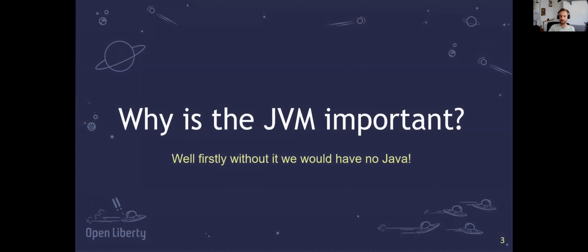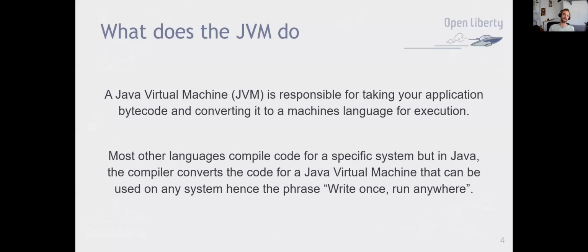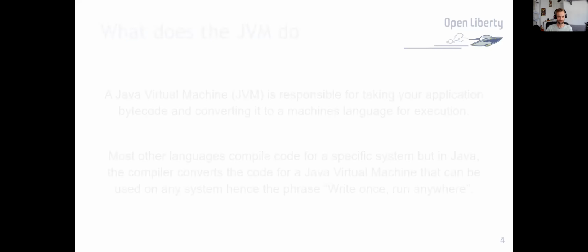So why is the JVM important? Well, firstly, without it, we wouldn't have Java today, would we? So what is a JVM and what does it do? JVM stands for Java Virtual Machine, which you all probably know, and it's essentially responsible for taking your application bytecode and converting it into machine language for execution. Most other languages compile code for a specific system, but in Java, the compiler converts code for the Java Virtual Machine, and that can be used on any system, hence the phrase in Java, write once and run anywhere.